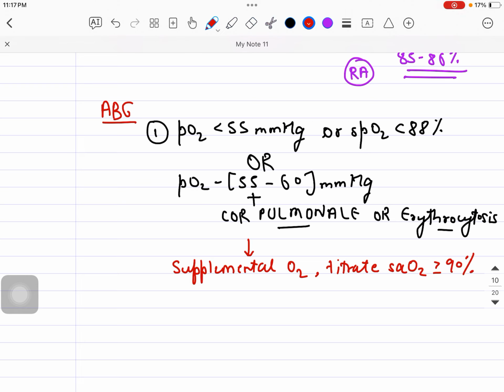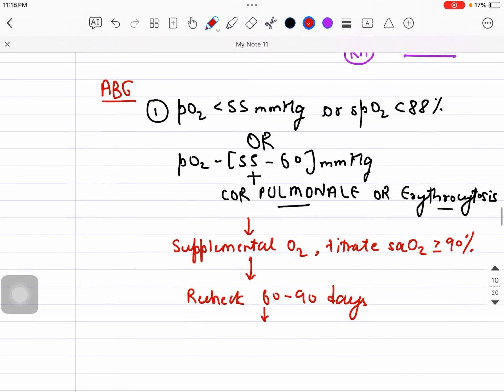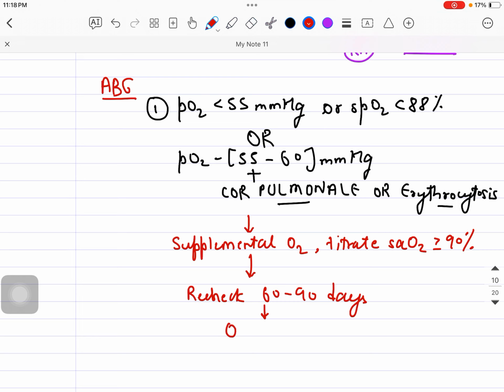Okay, and then you will obviously ask them to follow up in OPD, and we will be rechecking the status of the patient. We'll recheck in 60 to 90 days, that means 2 to 3 months, and we'll assess whether the supplemental oxygen is still needed or not, and whether the prescribed oxygen is effective or not. So that is the scenario. That's how we prescribe supplemental oxygen to COPD patients. Thank you.